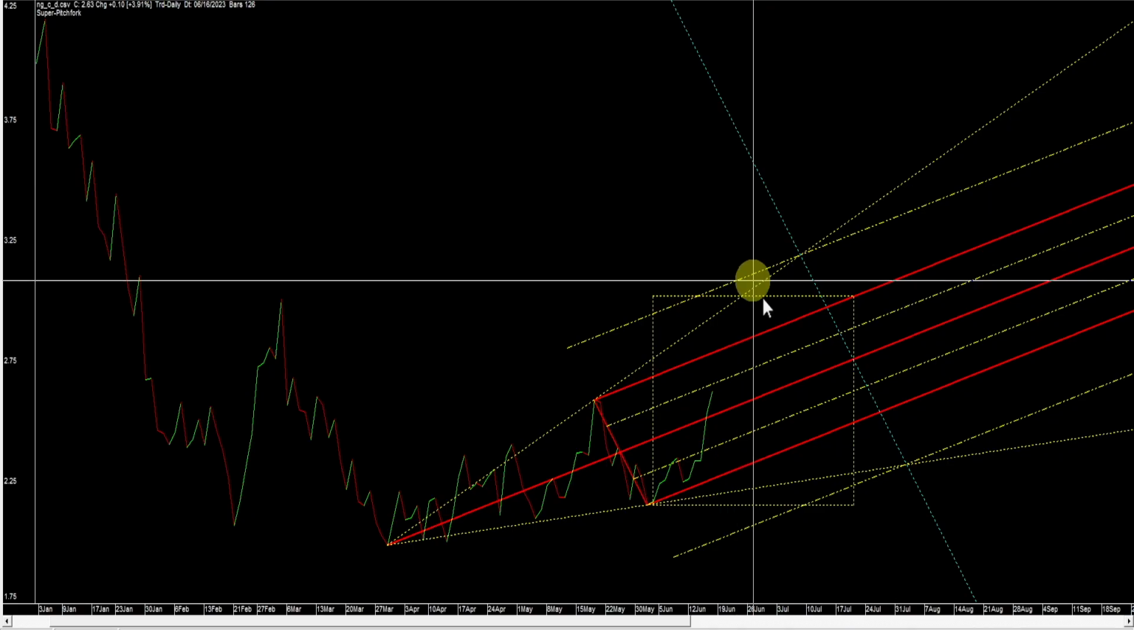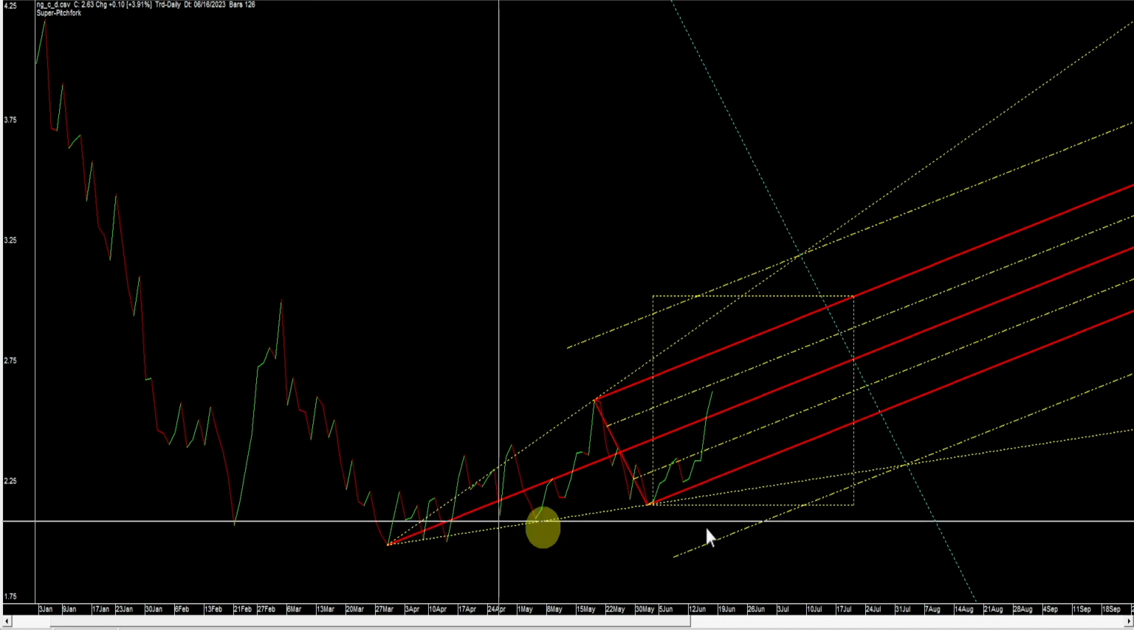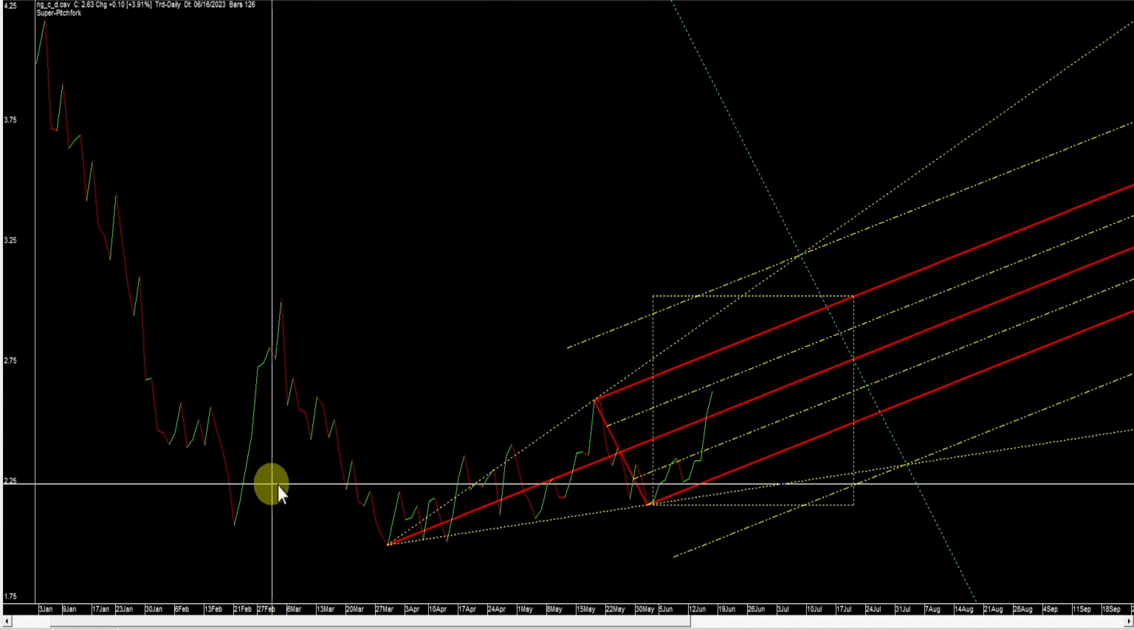Okay, so this is another geometry chart that I like to use. This is a little more fractal. I'm pretty much focusing on what's going on right now within the last couple of months.